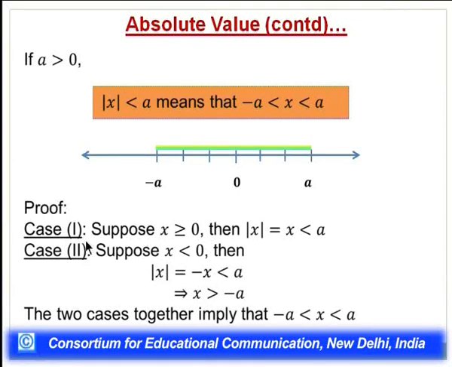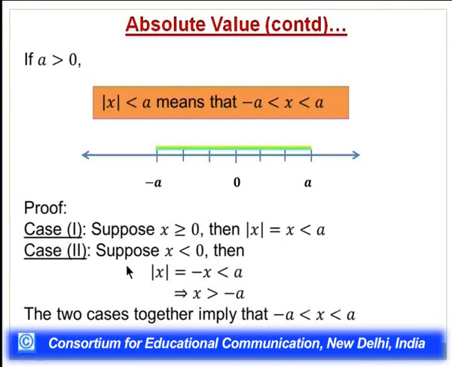We can also look at the proof here. Whenever we are dealing with modulus signs, there are two cases that emerge. The first case is the one where x is non-negative. So if x is greater than or equal to 0, then the absolute value of x is equal to the number x itself. Therefore, the inequality mod of x less than a will boil down to x less than a.